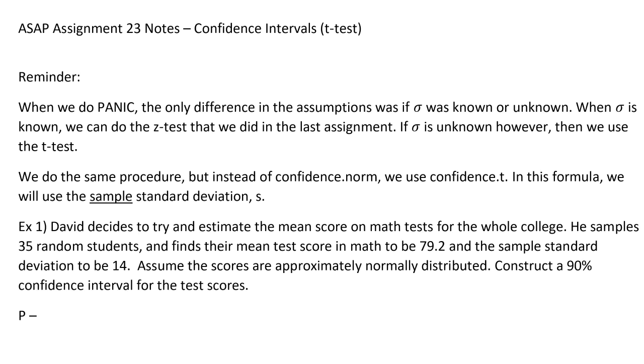Hey everyone, so in this video we're going to continue talking about confidence intervals, but this time we're going to talk about the t-test. Just a reminder, whenever we do the PANIC acronym to find confidence intervals, the only difference when we make the assumptions is whether sigma is known or unknown. When sigma is known, that's when we do the z-test. That was last assignment. However, if sigma is unknown, then we use the t-test, right?